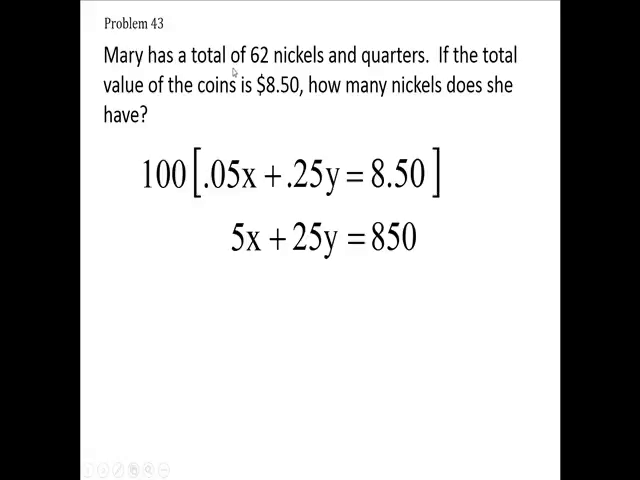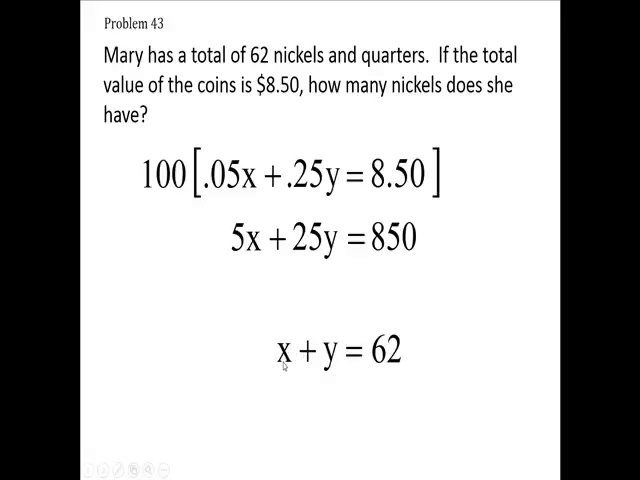Now the second equation, you can derive that from the idea that you have 62 coins. So if you have the number of nickels, we know that's x, and you add the number of quarters, we know that's y, then you're going to end up with 62 coins. So x plus y is 62. This is equation 1. This is equation 2.